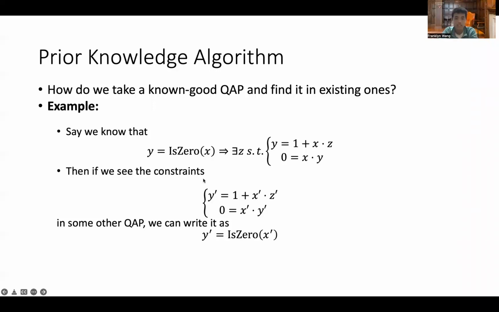So now if we see the constraints, y prime equals 1 plus x prime times z prime, and 0 equals x prime times y prime, like in some other QAP, we can instantly just replace that with y prime equals is 0 of x prime, as long as z prime is not used anywhere else, right?